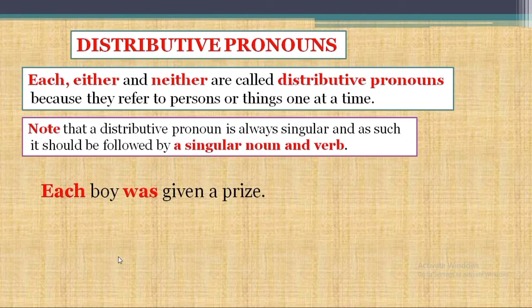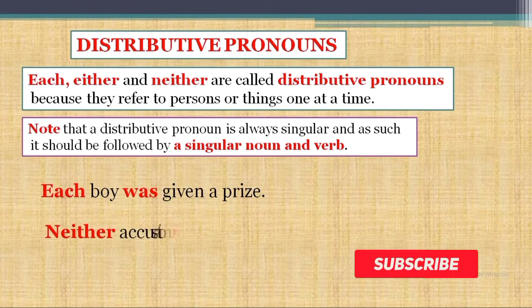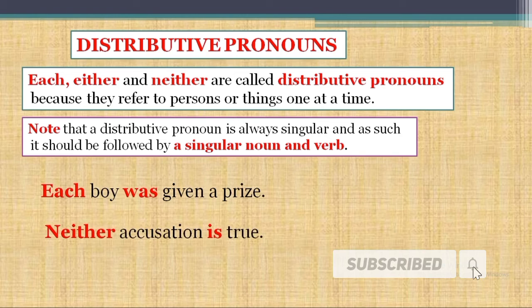Each boy was given a prize. Neither accusation is true.